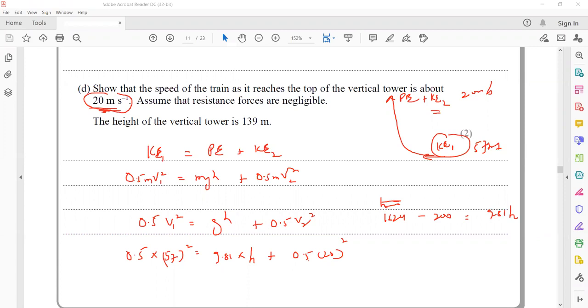Sir, aren't we supposed to show the speed? It's the same thing, because if we consider the height is given 139, and if I solve for height, it will be approximately the same, because what we have to show is that the speed of the train at this point is 20 meters per second. So what we are doing is finding, if the speed is 20 meters per second, what will be the height? Or you can solve the other way around. It will be the same, because when we get the height, we should get about 139.